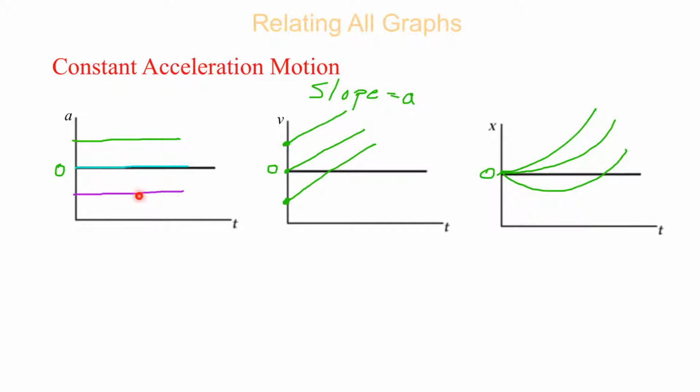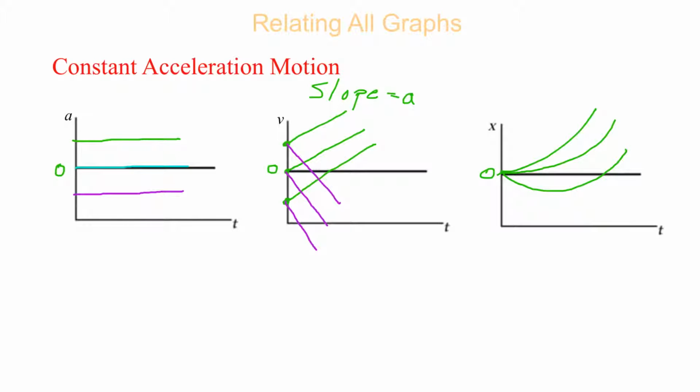Alright, so what if our acceleration is a constant negative value? Well, on your velocity versus time graph, you need to have a downward facing slope. So depending on where your velocity originally started from, you could get any of those lines.